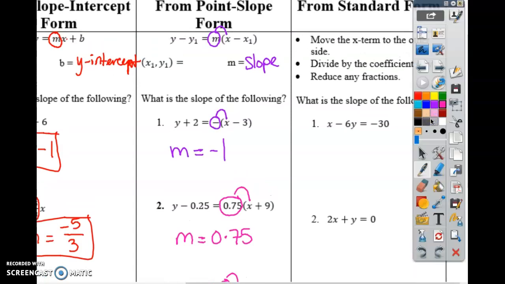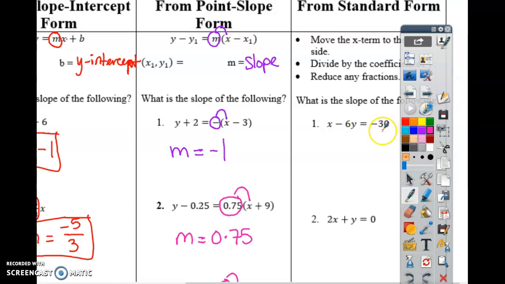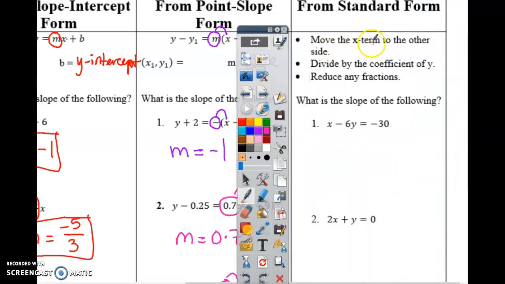What about over here? What do you think my slope is right here? This is not in this form or in this form. So none of those are my slope. This is not my slope. So what do you have to do? If it's in this form, you have to move the x term to the other side. So we're going to move the x to the other side.